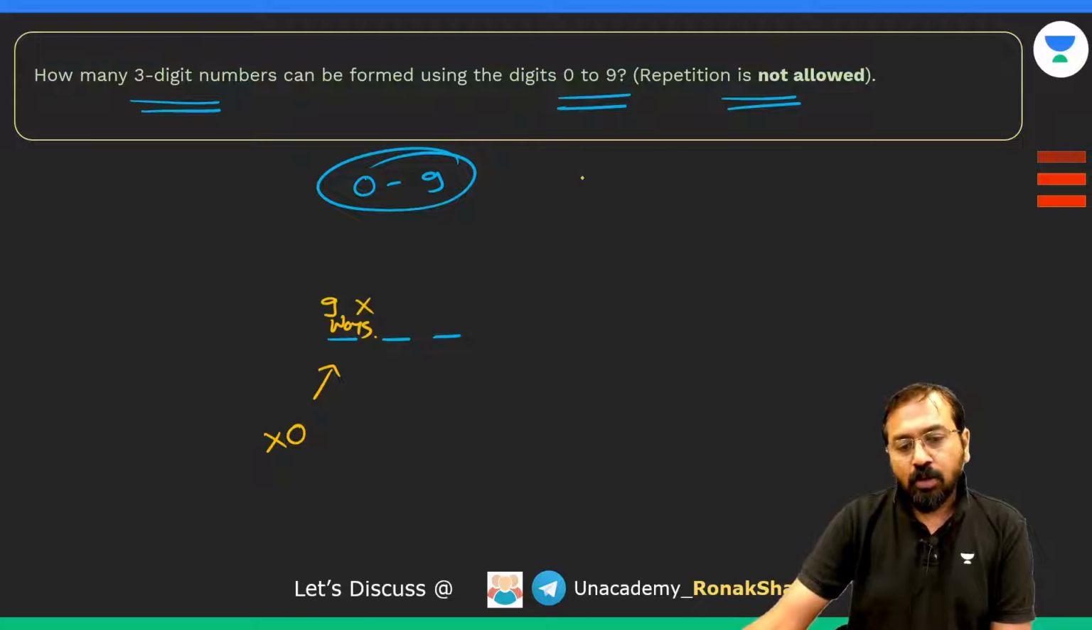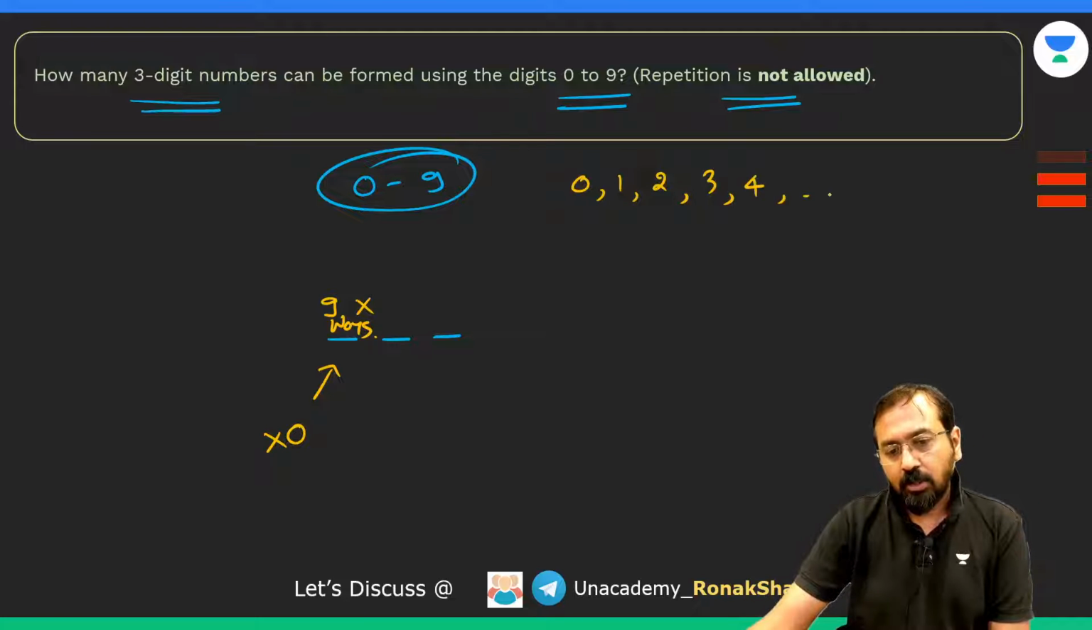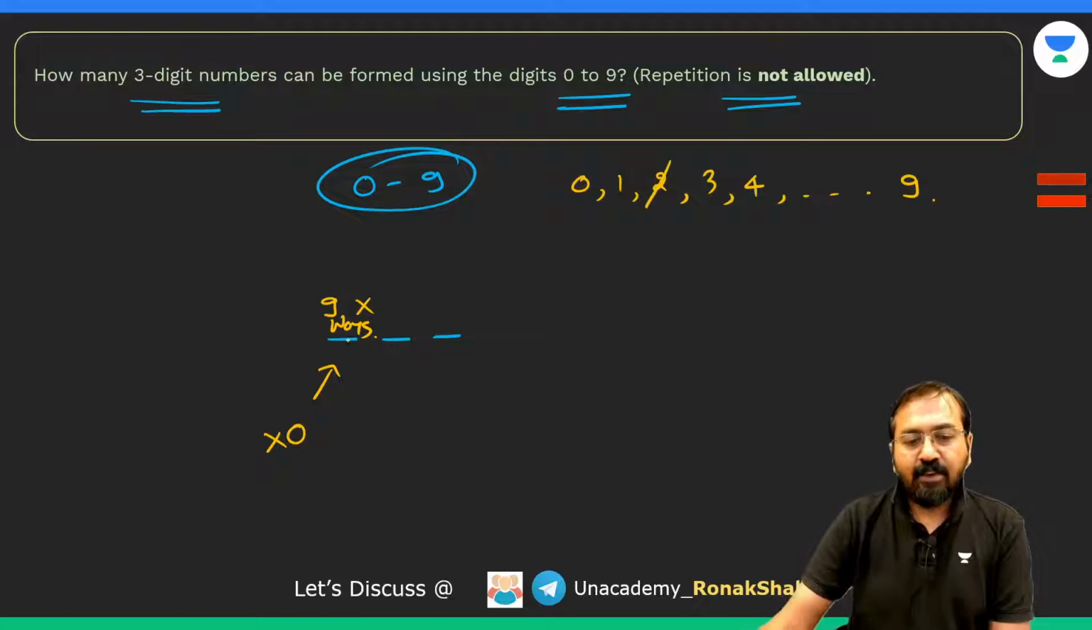So our digits are 0, 1, 2, 3, let me just write it over here up to 9. So these are a total of 10 digits. Suppose I have used digit 2 at the hundreds position. So now we cannot use digit 2, so we have 9 digits left now.